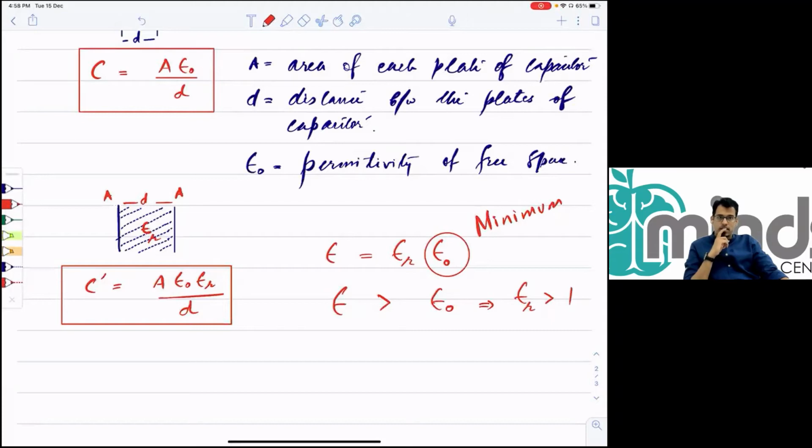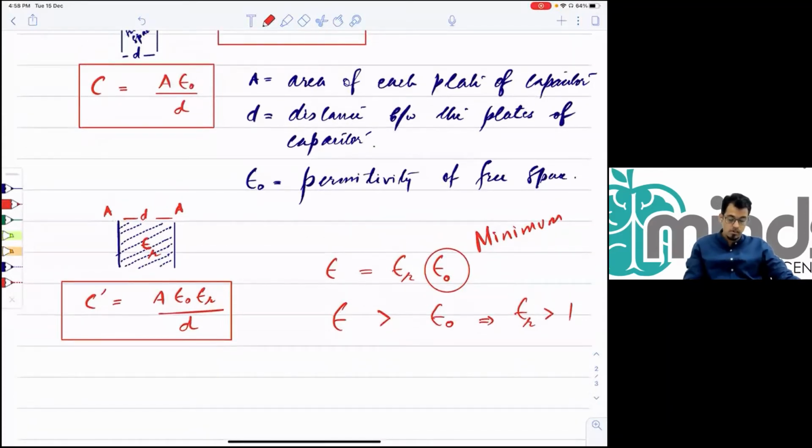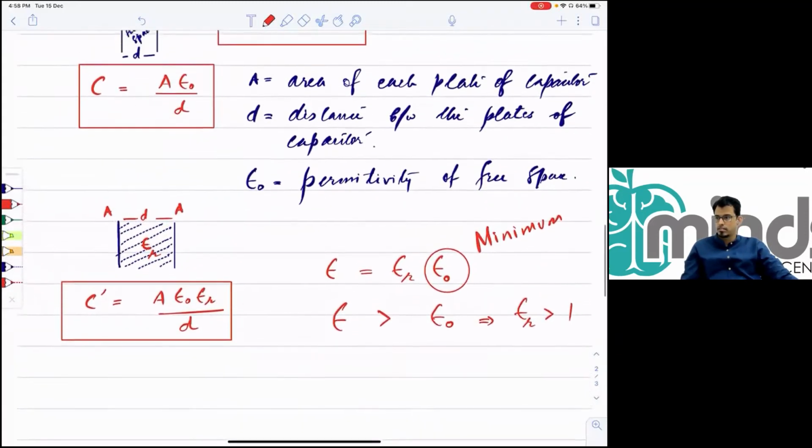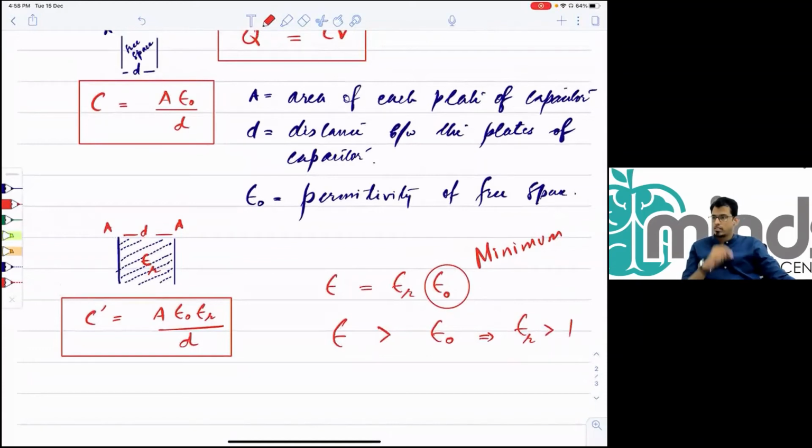So what do you think? Which capacitance should be larger: the capacitance in the presence of free space, or the capacitance in the presence of some dielectric? Which one should be more, C or C dash? C dash.